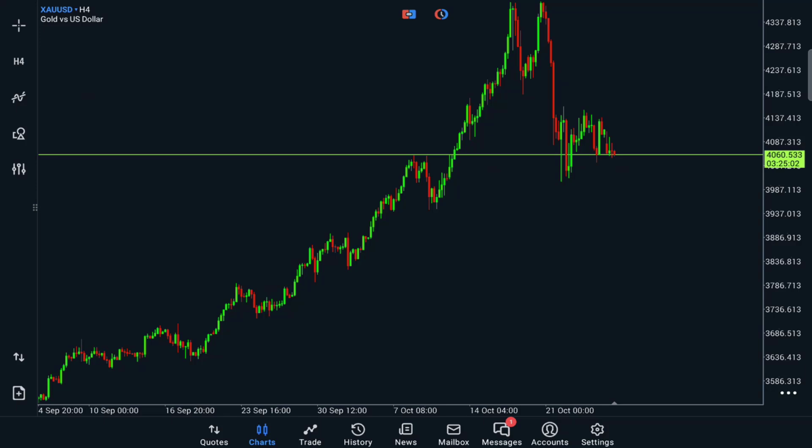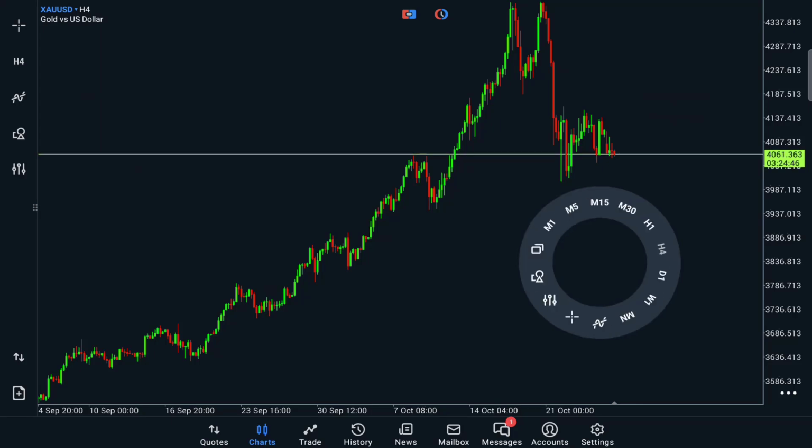This is a quick update of Monday's trading, and we are going to analyze the market quickly to find out today's market direction and where the market can go for the next days: Tuesday, Wednesday, Thursday, and Friday. So let's find out our market direction in the daily time frame.